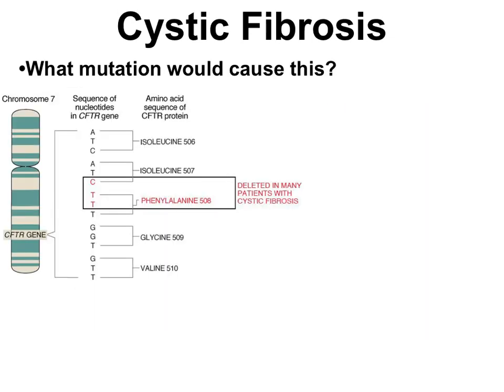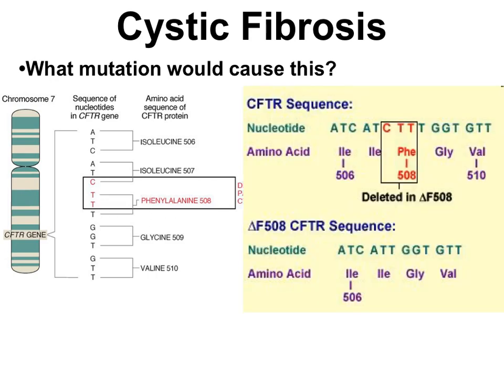Another example of point mutations causing human disease is in cystic fibrosis. A common mutation in cystic fibrosis is that the triplet of CTT nucleotides is missing. As a result of this deletion, you can see that the protein sequence is affected. The phenylalanine at position 508 is deleted and is no longer there. Isoleucine, isoleucine, glycine, valine, isoleucine, isoleucine, phenylalanine, glycine, valine.